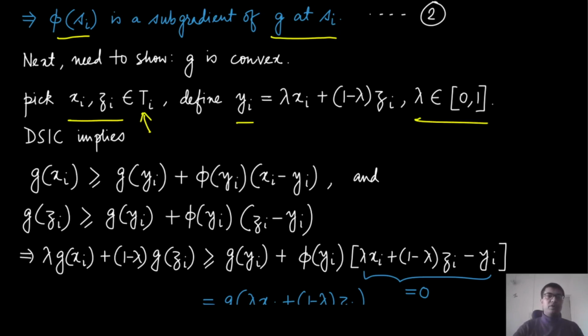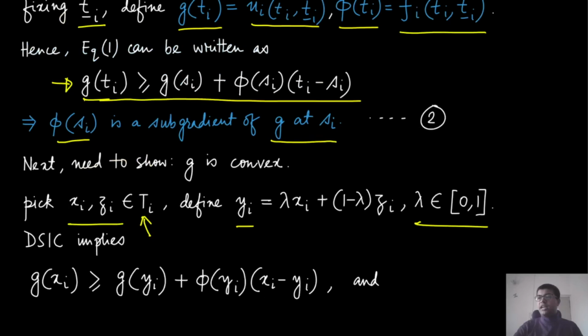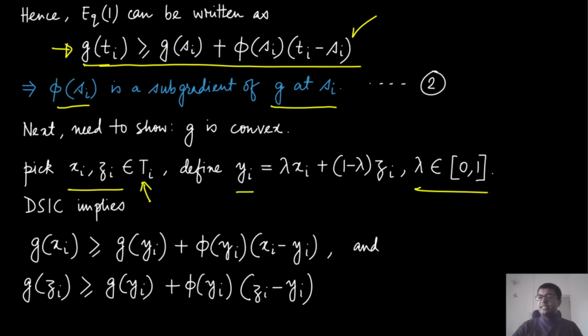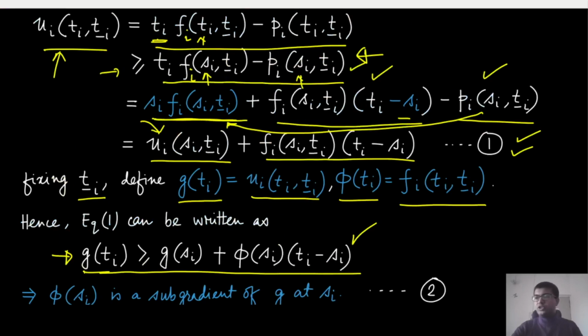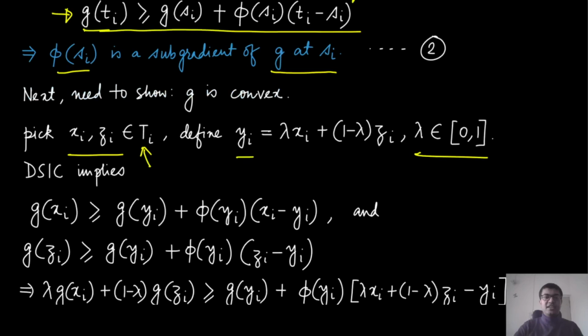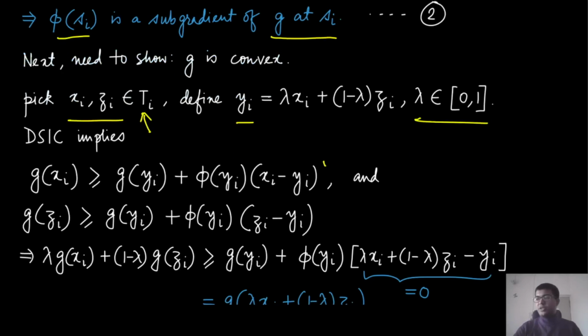Now, because of the property of dominant strategy incentive compatibility, you can write this term for both xi, yi and zi, yi. So if you just replace the corresponding ti with xi and zi, then what you will get is some expression like this.